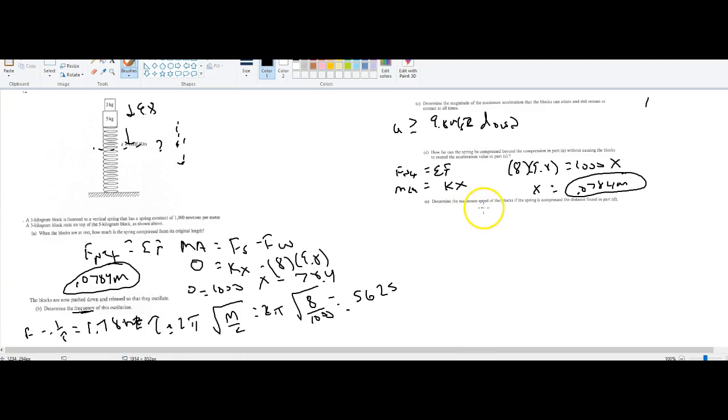Okay, determine the maximum speed of the blocks as a compressed distance found in part D. So let's say we push it down that far. We're going to push it down from its equilibrium position. We're going to push it down from there, so 0.0784, we're going to push it down another 0.0784 and let go of it.